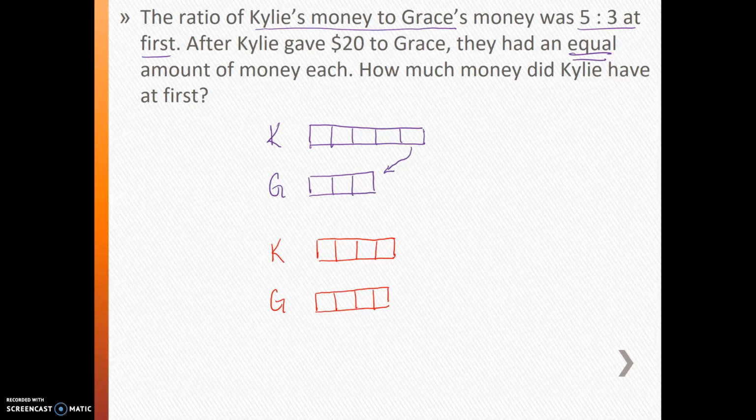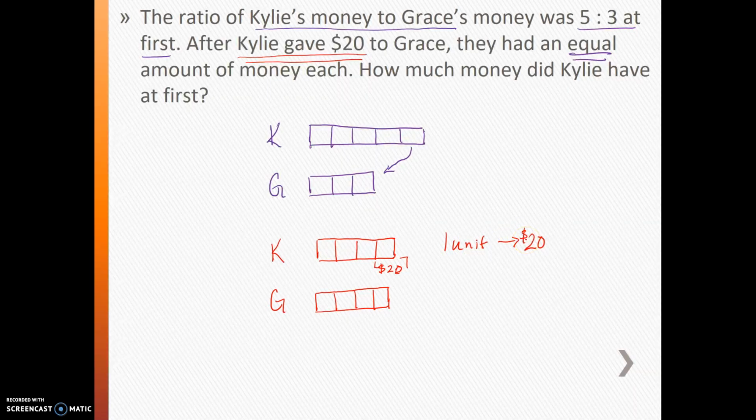Now let's go back to that $20. So Kylie just gave 1 unit to Grace, right? Well, it also says that Kylie gave $20 to Grace. We can assume that that 1 unit that Kylie gave away was $20, right? Because she had to give 1 unit away. That's the only way they could have ended up with an equal amount of money. So that has to equal $20. So we're going to say 1 unit equals $20.